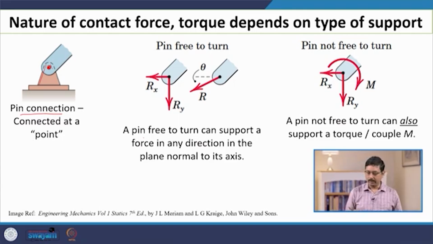The other possibility is that the beam is welded in such a way that the beam cannot rotate. In that case, the difference is that not only is there a contact force, but there could also be a contact torque, which is denoted by this quantity M, the moment of the force.